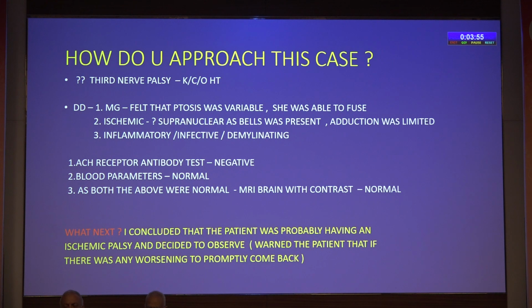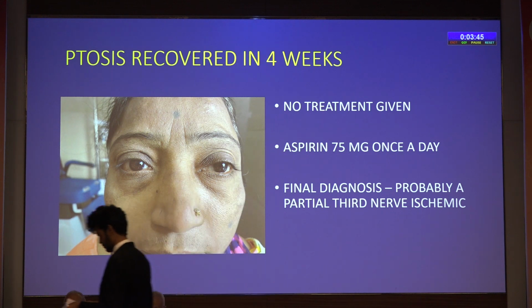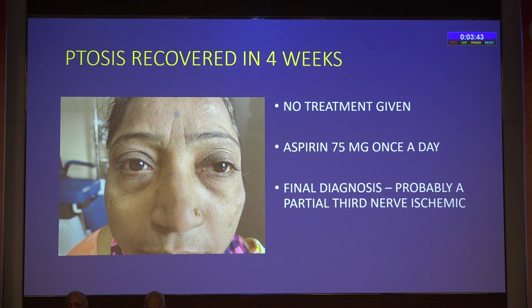Sujata mentioned that if you're observing the patient, you have to make sure that you follow up the patient closely. So I warned the patient that if there was any worsening, she had to come back to the OPD immediately. After 4 weeks, without any treatment, the ptosis has recovered. She was only started on aspirin 75 milligrams just as a prophylactic measure. The final diagnosis was probably she had an evolving partial third nerve palsy, which was ischemic and got better on its own.